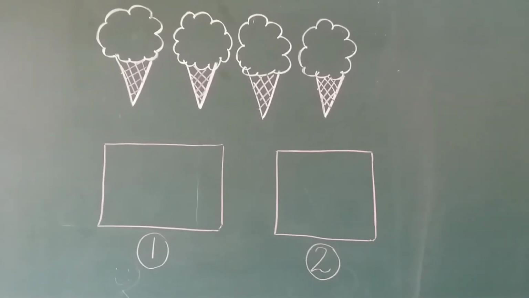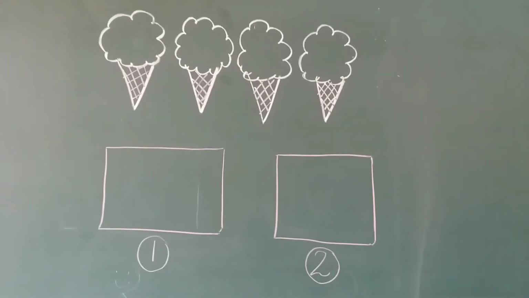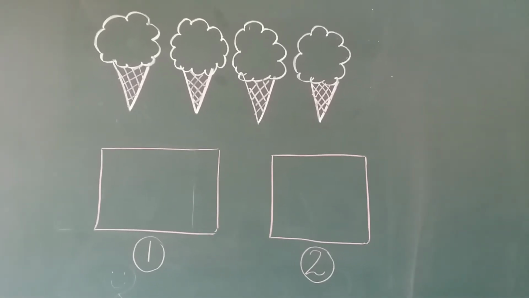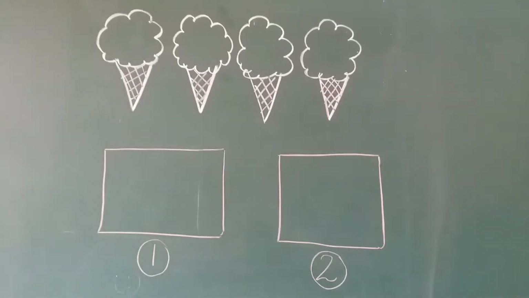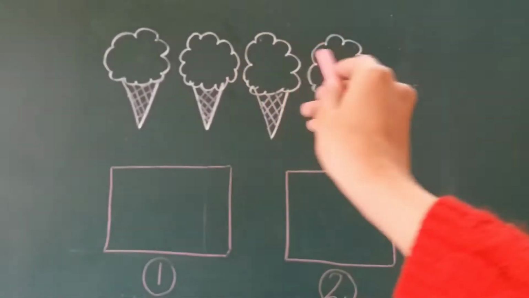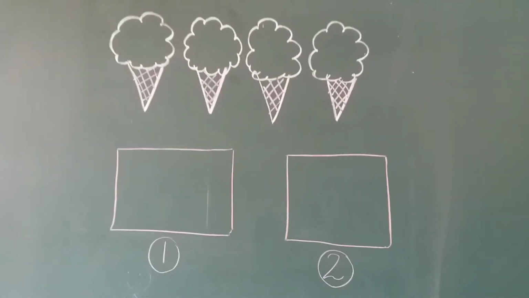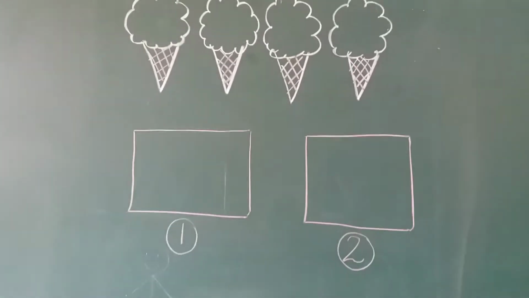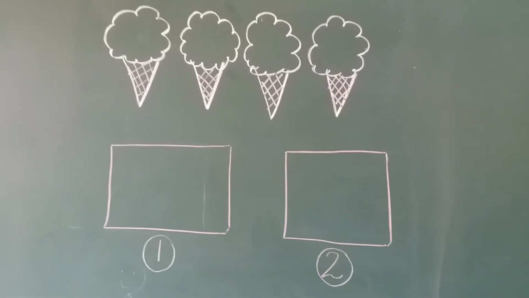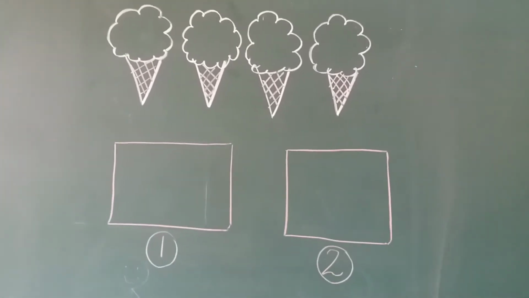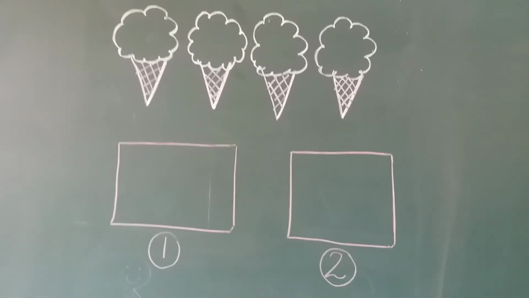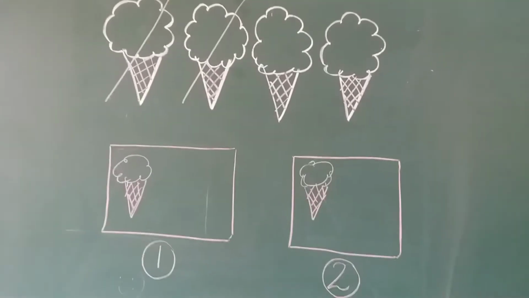Now, what we have to do? We have to divide these 4 ice creams in 2 equal groups. It means we have to distribute these 4 ice creams equally in these 2 groups. Okay, this is called division. Now, how we are going to divide? See, let's start by giving 1 ice cream to each group.